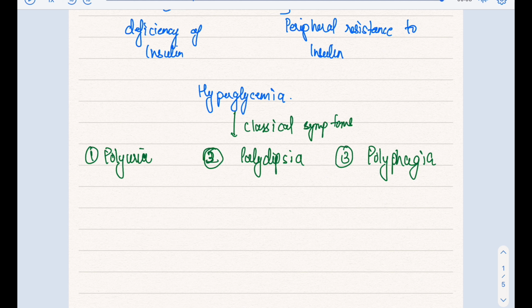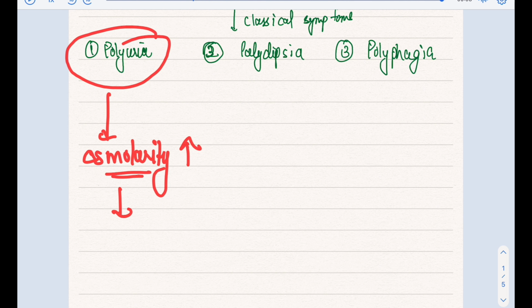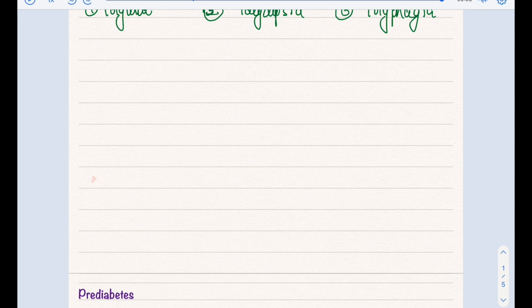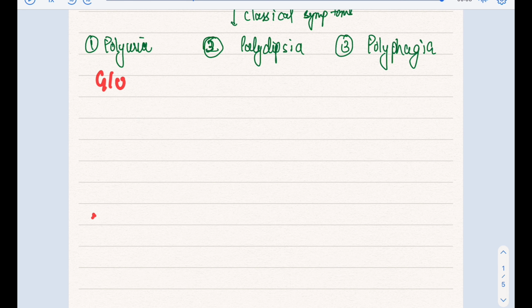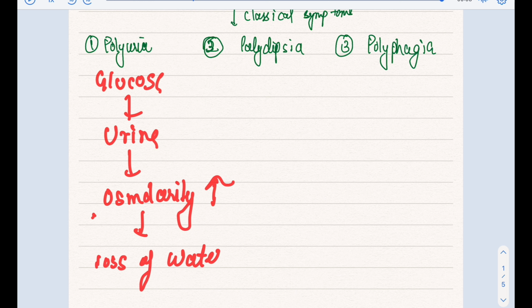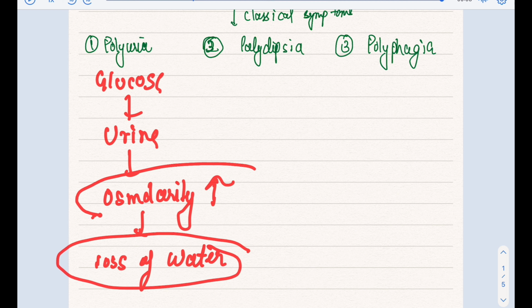Now why is this person having polyuria? There is excessive urination, and when the glucose level is above a particular threshold, this glucose will start to come into the urine. Now that would increase the osmolarity of urine as well, and you know that water moves from low osmotic pressure to high osmotic pressure, so there would be loss of water and electrolytes via urine, right? So that is why there would be excessive urination, that is your polyuria.